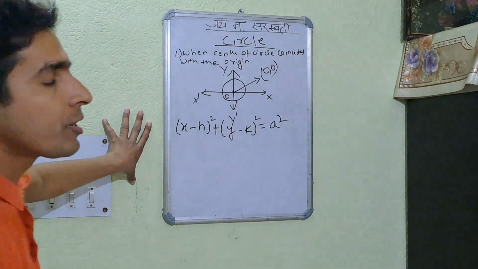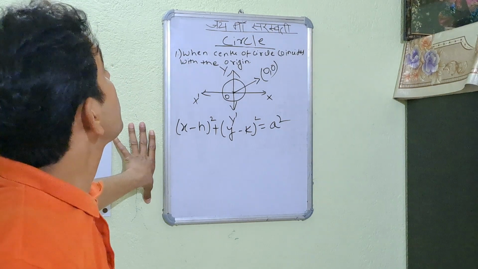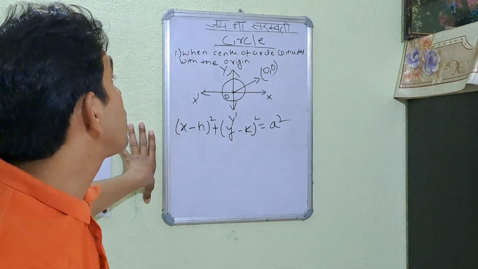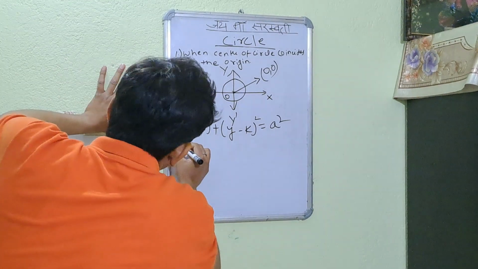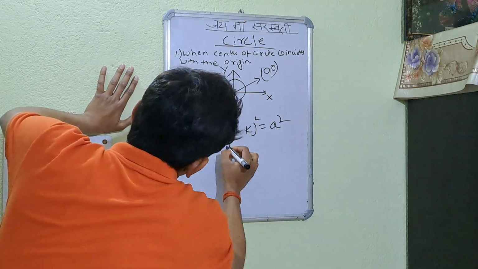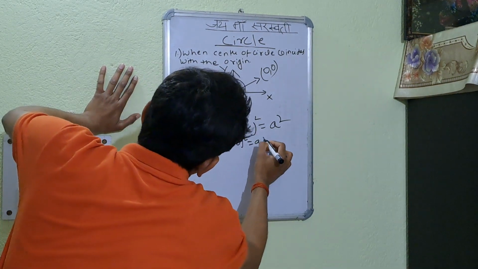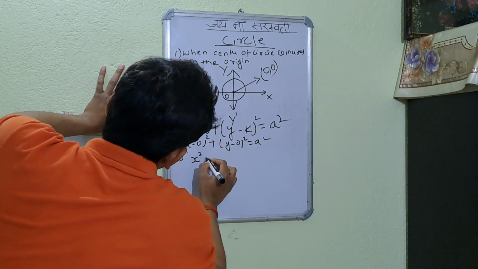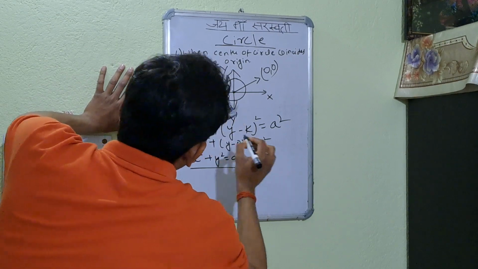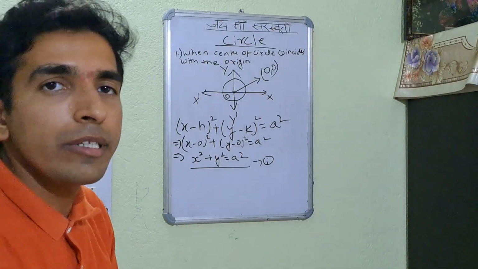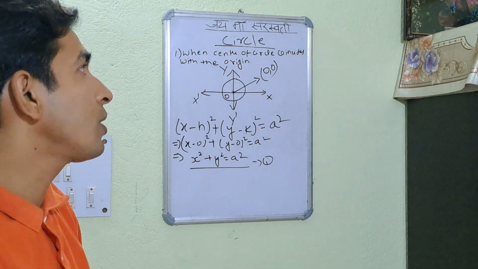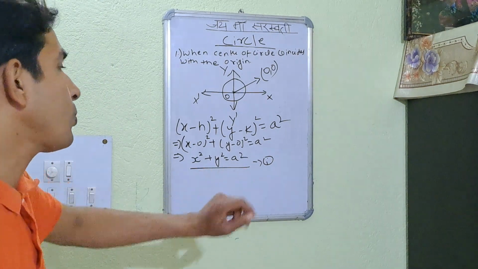So we will substitute the values of h and k from that figure. As it is already known that the center of the circle coincides with the origin, we will take the origin coordinates as (0, 0). So (x minus 0) the whole square plus (y minus 0) the whole square is equal to a square. Finally we get one equation: x square plus y square is equal to a square. This is the equation of the circle when the center coincides with the origin, whose coordinates are (0, 0).